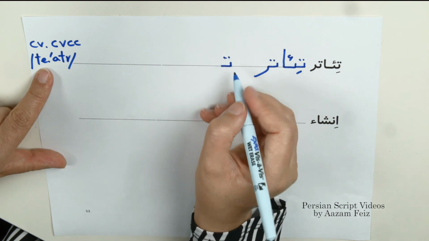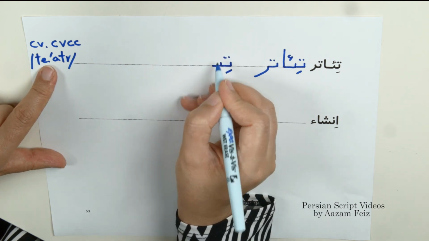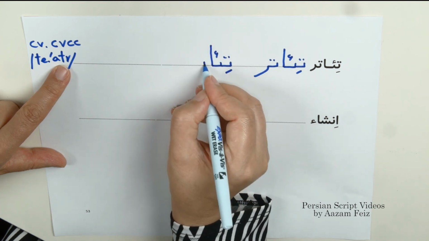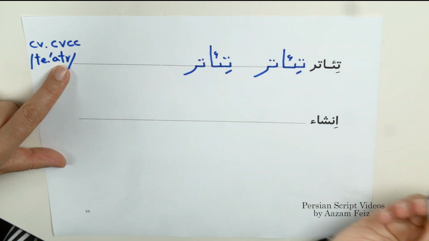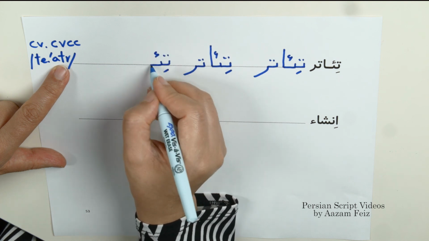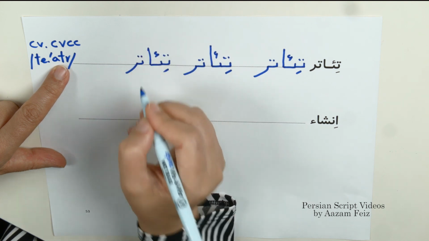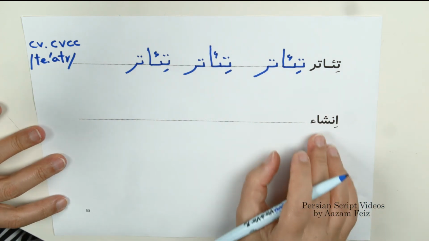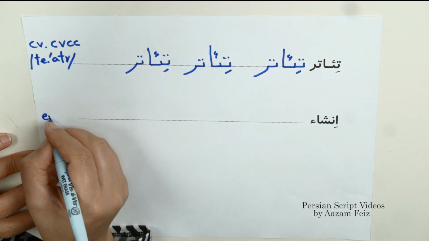T, and then hamzeh, and then A, and then T, and then R. Theater. Theater means theater. And then insha.